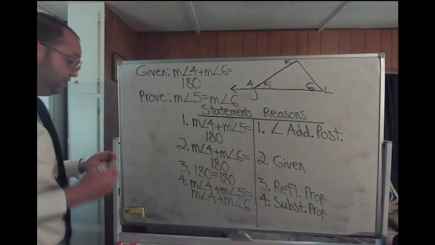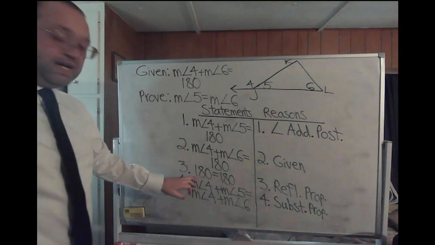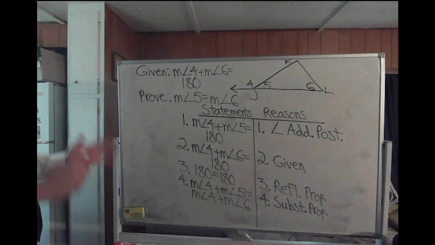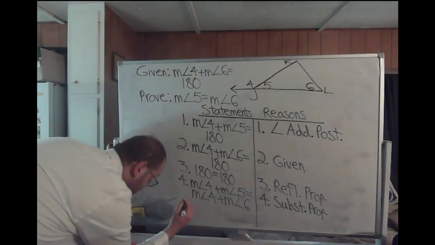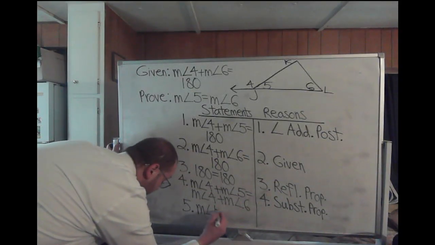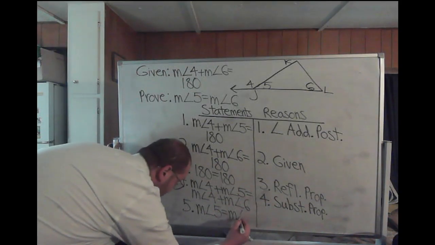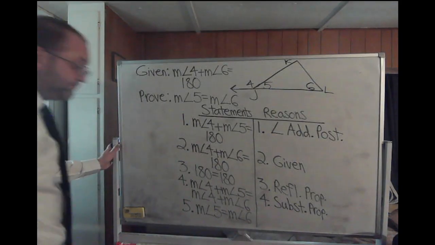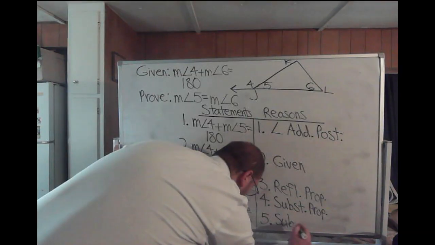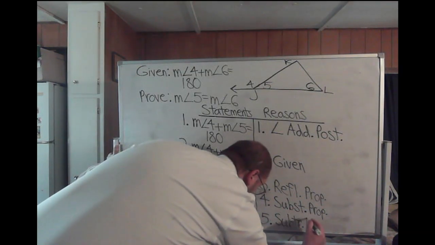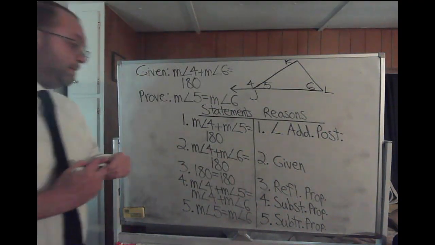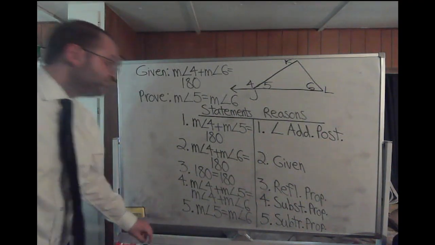And then last but not least, we notice on both sides you have a common measure of angle 4 on both sides of the equation. So we could subtract that out. If you subtract those out on each side, you will in fact get that the measure of angle 5 equals the measure of angle 6, which is what we seek to prove. And this was done by the subtraction property. So by the subtraction property, we were able to prove that the measure of angle 5 equals the measure of angle 6.